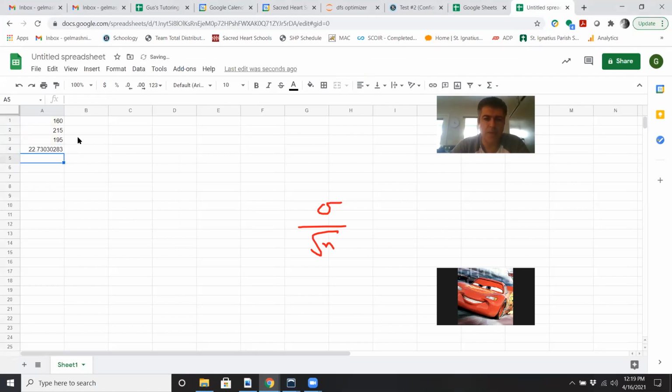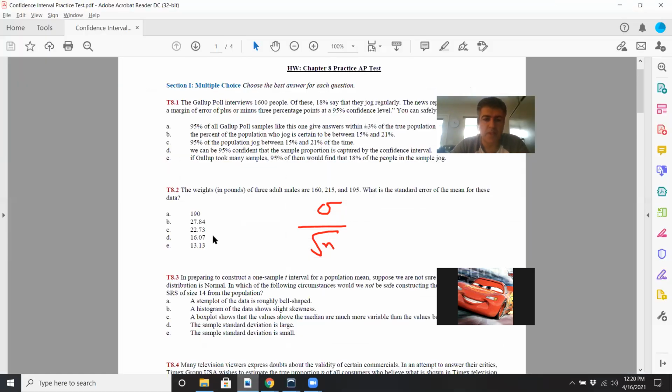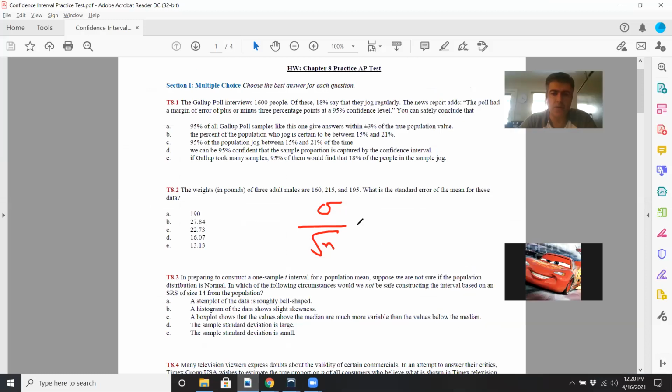So it's 22.73, but then you got to divide by root 3. So you can see that 22.73 is kind of there. Then there's a trap. So then you got to do 22.73 divided by root 3, because that's, you know, our sample size. And so you get about 13.13. So that's why the answer is E. So that's that one. Okay, let's keep moving.